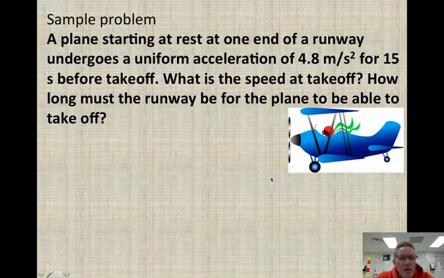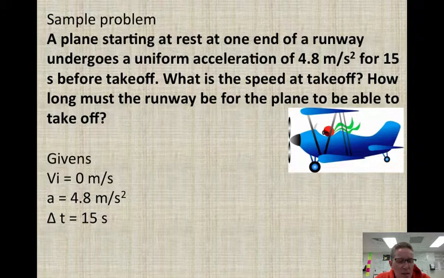Okay, so let's go ahead and get started with some problems. Here we have a plane starting at rest at one end of a runway. It undergoes a uniform acceleration of 4.8 meters per second squared for 15 seconds before it takes off. We want to know the speed at takeoff, which is the speed at the end of that 15 seconds. Then we need to find how long the runway needs to be. So this is a two-part problem.